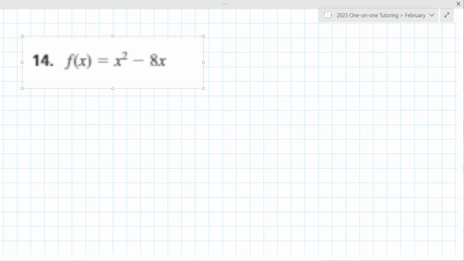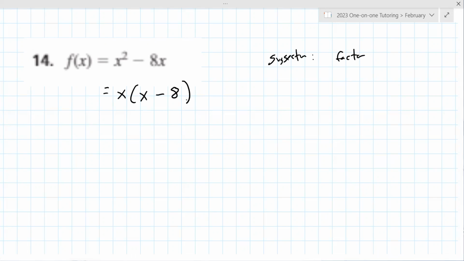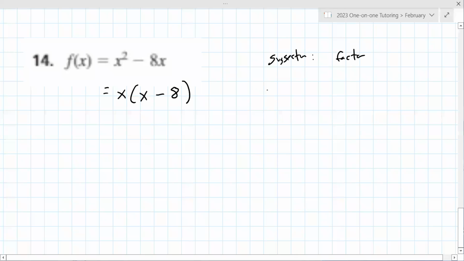So the next grouping of problems are all unfactored. The hint here is to factor out a GCF. Why would you do this? Because then it looks like 8, 10, and 12. It looks like the three problems you just did. And then it's really just like 8, 10, and 12. You're going to first find the intercepts by setting the factors equal to 0.